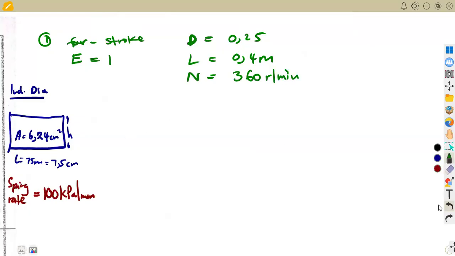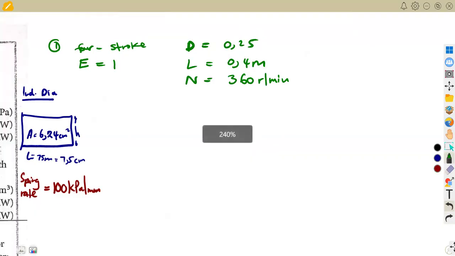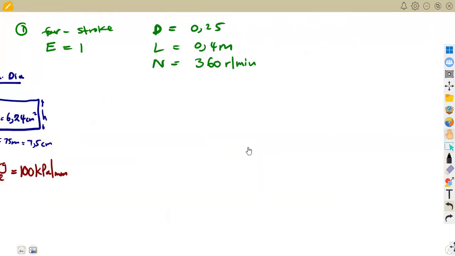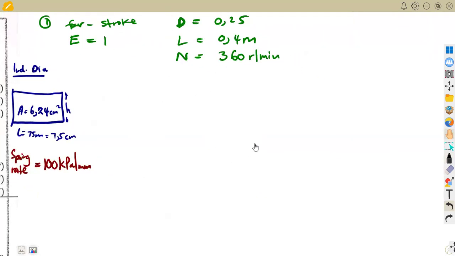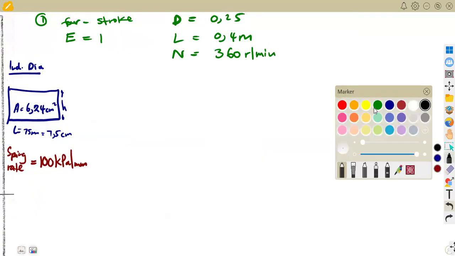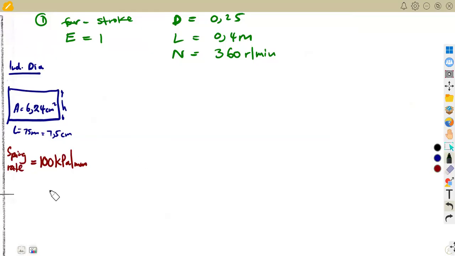Okay, so that's it. That's the information that we have. So we are going to see how the information works and what we are given. The first part was to calculate the mean effective pressure. In this case, we are going to take it from the indicator diagram. That's the only information that is necessary so far, because we have the indicator diagram.